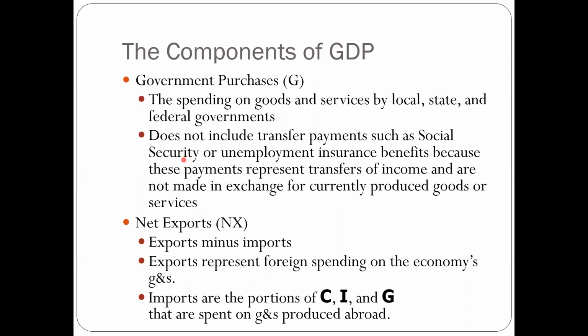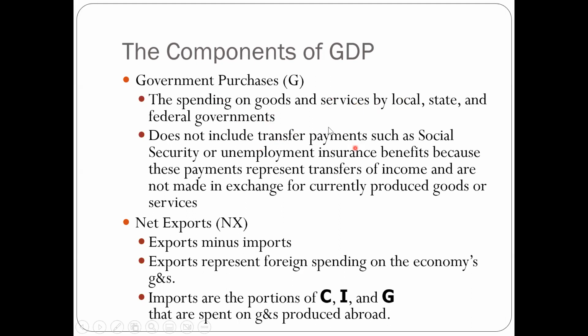Third component is the government purchases. Government purchase is the spending on goods and services by local, state, or federal governments. It doesn't include transfer payments, and we took this in the last chapter. We said that we can't include transfer payments because transfer payments are not spending on goods and services. It's social security or benefits that individuals receive in a monetary form, a sum of money in return for government aid.